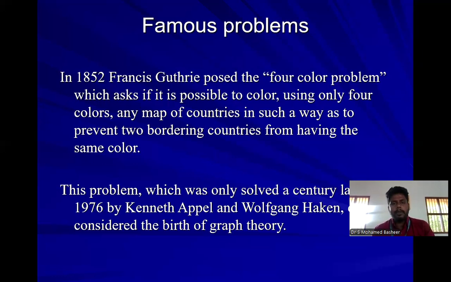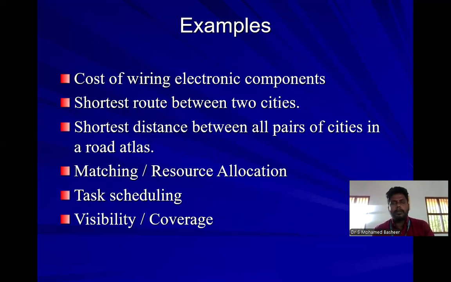In 1852, Francis Guthrie derived the four color problem, and in 1976, Appel and Haken solved it, which was a birth of graph theory. It is also a famous problem of graph theory.